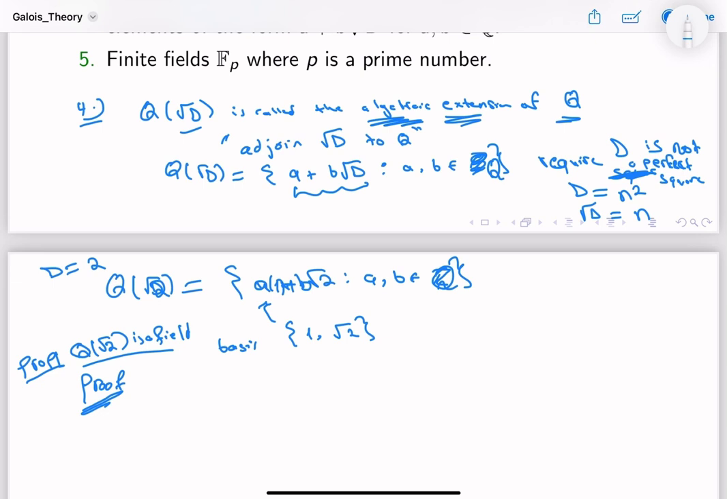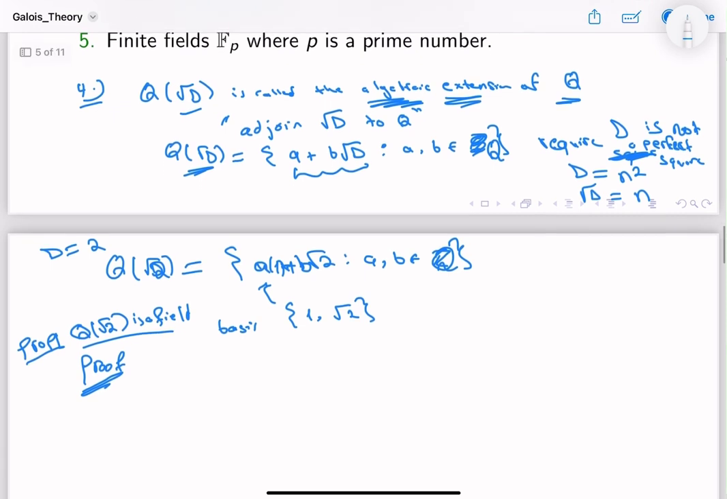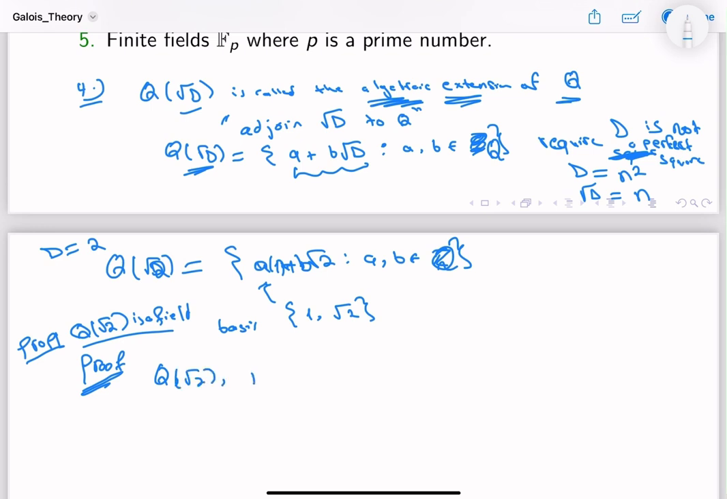Before we prove that, I'll tell you that the proof for Q adjoined square root of D would be similar. It's just a little modification of this proof, and it'll prove it in general. So let us see why this is the case. Why is it a field? Before I tell you why this is a field, I should tell you what exactly I mean by that. I should tell you what the addition and the multiplication are here.